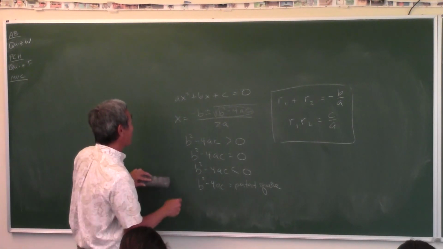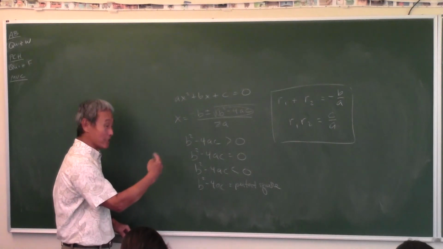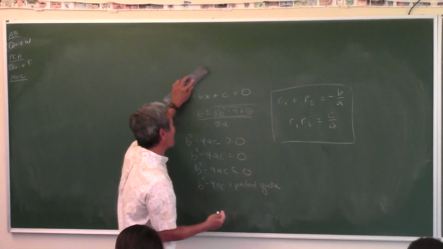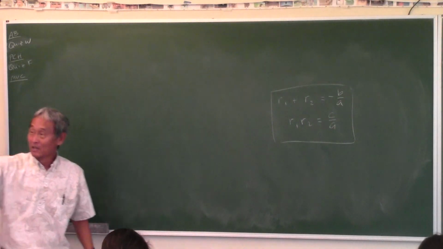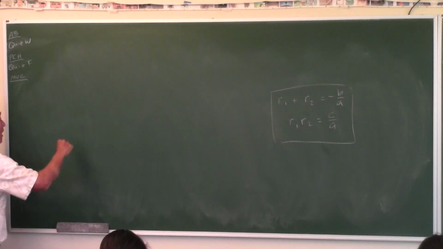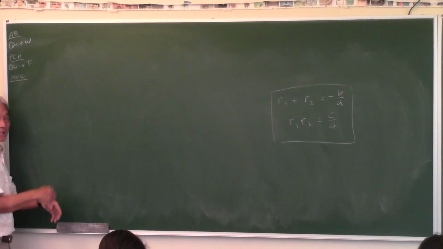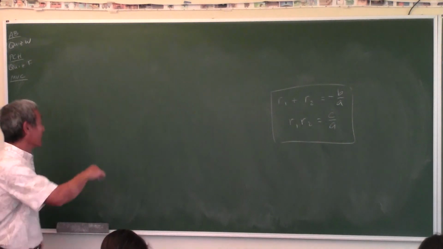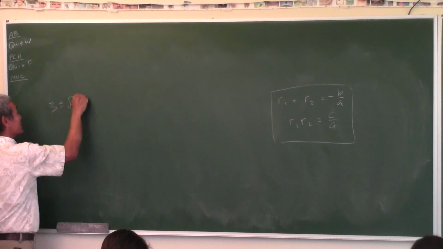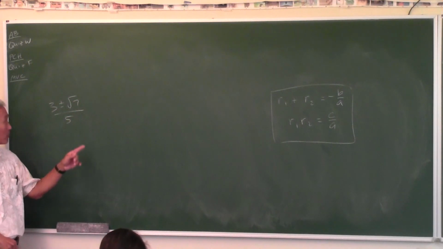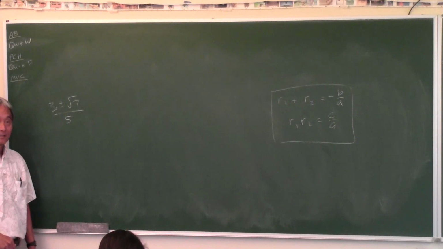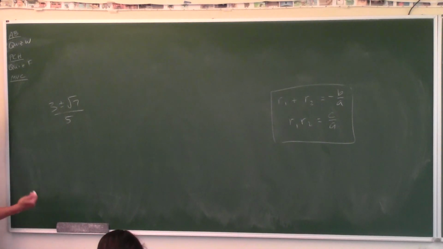Okay, now what if we go backwards? If I give you a quadratic equation, you can get the roots, right? But what if I go backwards? What if I give you the 2 roots? Look at number 9. I want to make it different from now on. So how about 3 plus or minus root 7 over 5? Can you write a quadratic equation where these are the roots? Yeah, you can.